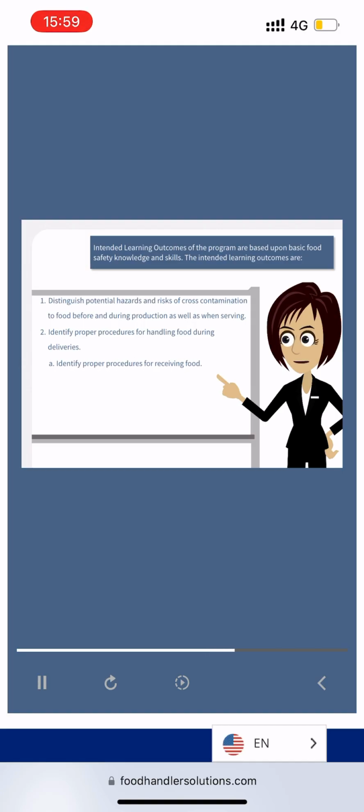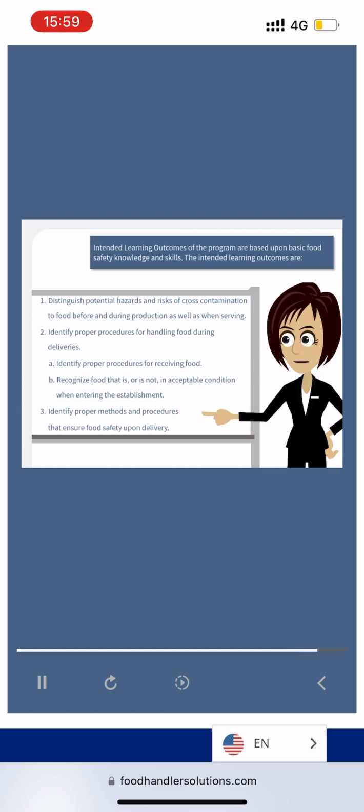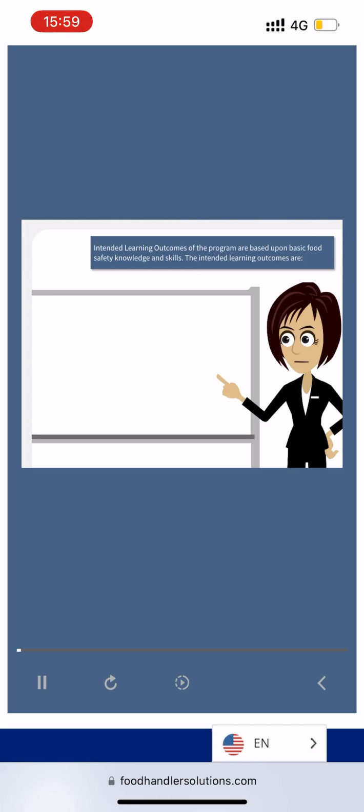Identify proper procedures for receiving food. Recognize food that is or is not in acceptable condition when entering the establishment. Number 3, identify proper methods and procedures that ensure food safety upon delivery. Number 4, recognize proper food handling procedures to ensure food safety during food preparation, cooking, and serving.